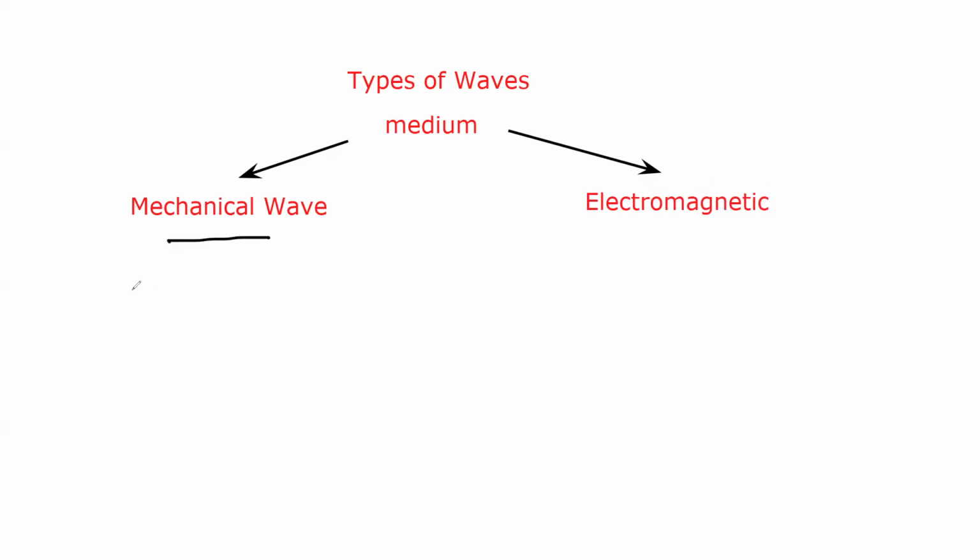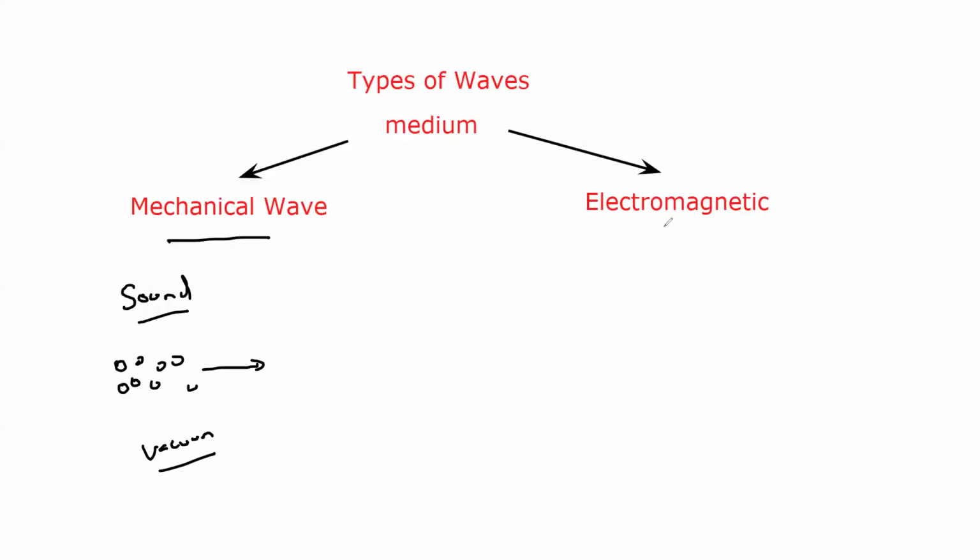The best example of a mechanical wave is sound. Sound is a mechanical wave. Why do we say it's a mechanical wave? If you have particles, the sound energy can transfer. But if you don't have particles, like in a vacuum, the energy cannot be transferred. So sound waves are mechanical waves.